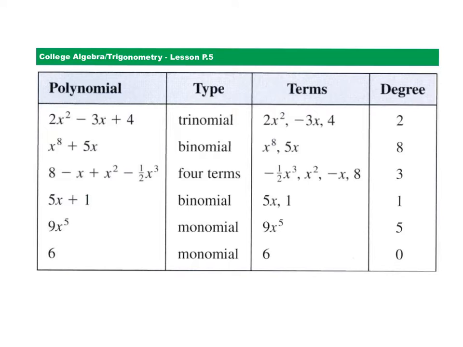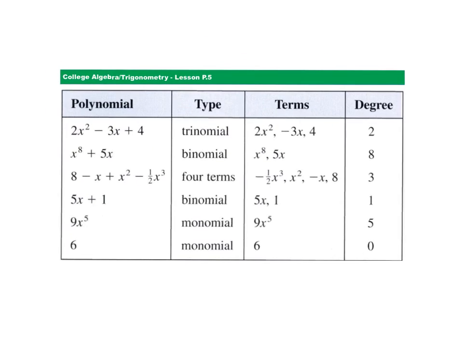If you notice here, 5x plus 1, this is a binomial. These 2 at the bottom are called monomials. What does mono mean? 1, okay? So, if I ask you how many terms something has, terms are separated by plus and minus signs. Whatever the sign is in front of the term goes with it. So in this first example, 2x squared is a term, negative 3x is a term, and 4 is a term. Everybody see that? Another word for 4, it is a constant. It's a constant because it doesn't have a variable with it.